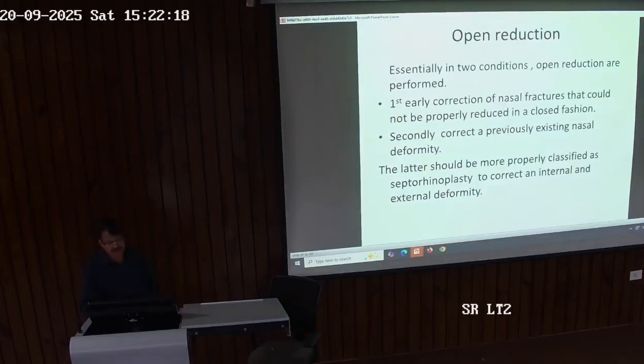Open reduction. Essentially, open reduction is performed in two conditions. First, early correction of a nasal fracture that could not be properly reduced in a closed fashion. Secondly, to correct a previously existing nasal deformity. The latter should be more properly classified as septorhinoplasty to correct an internal and external deformity.